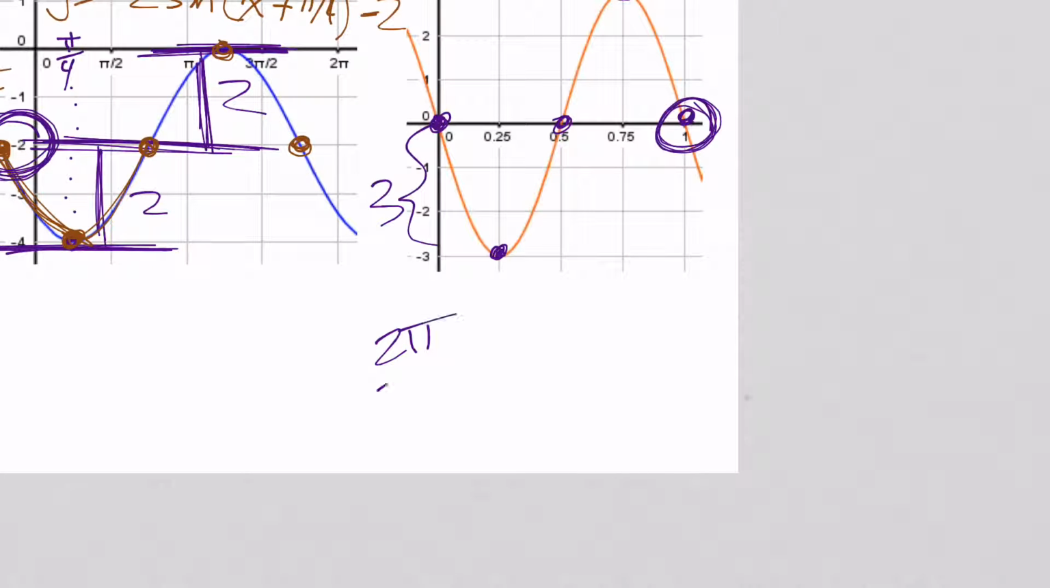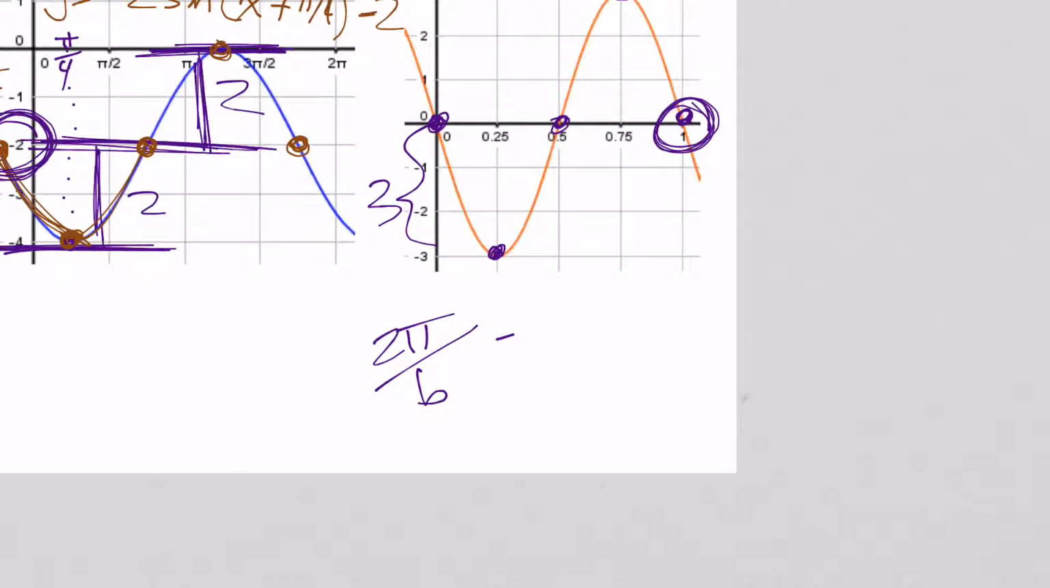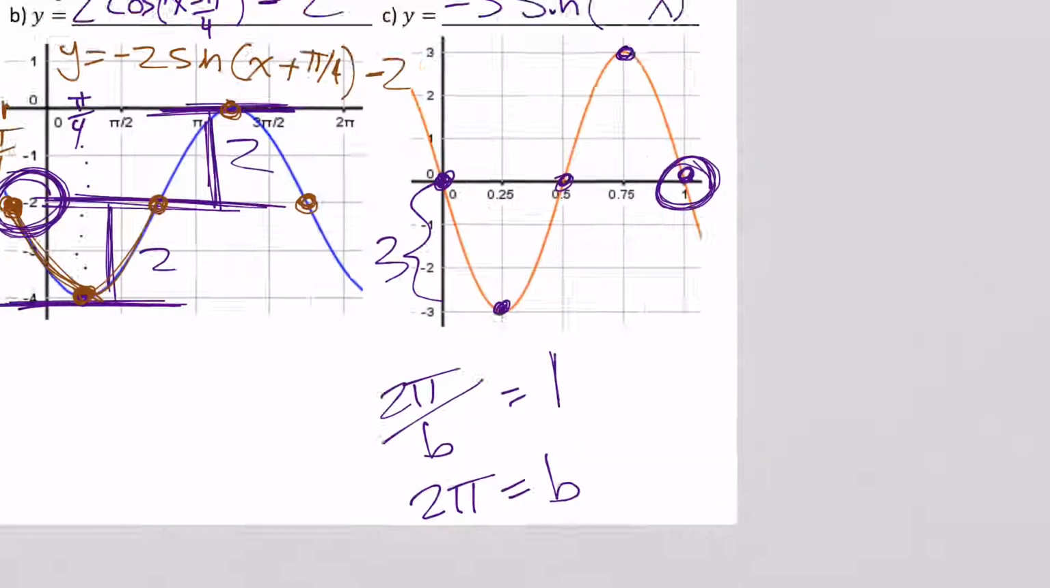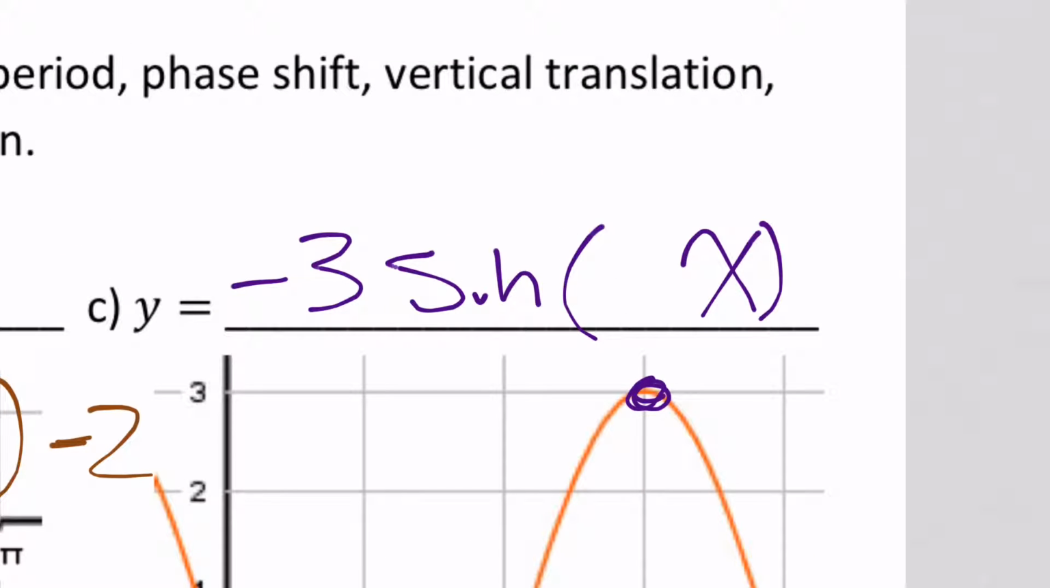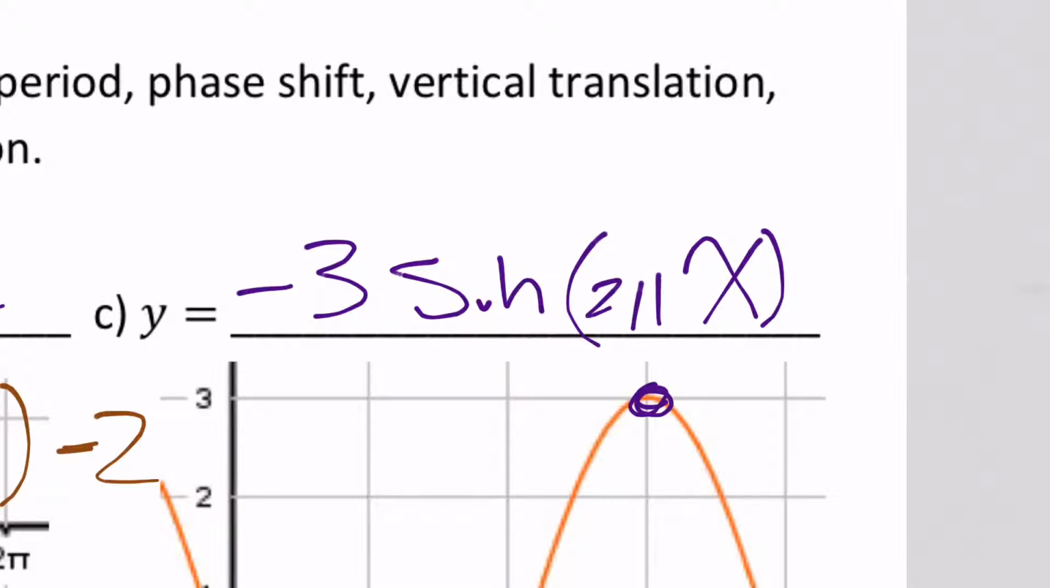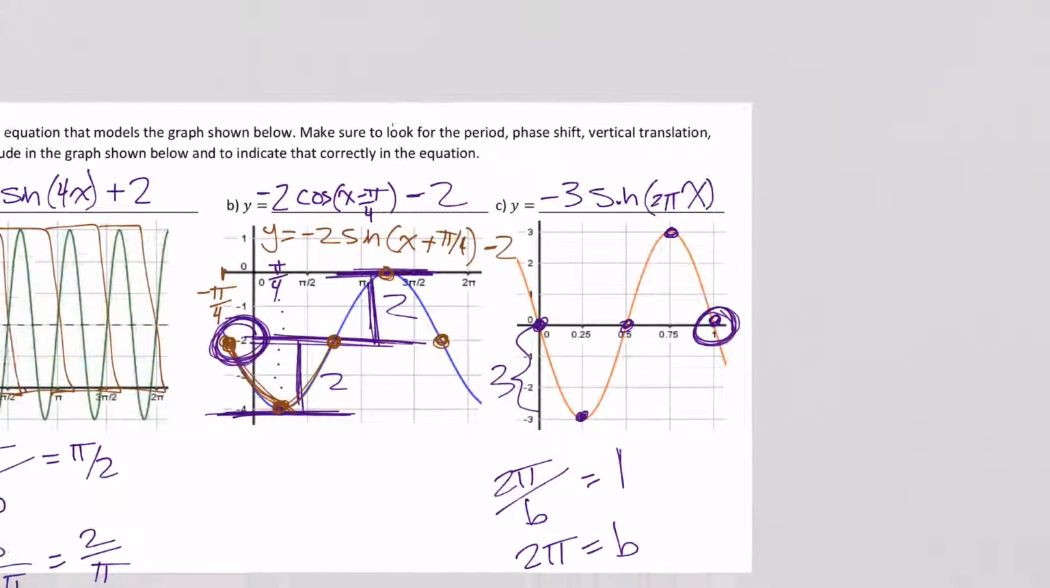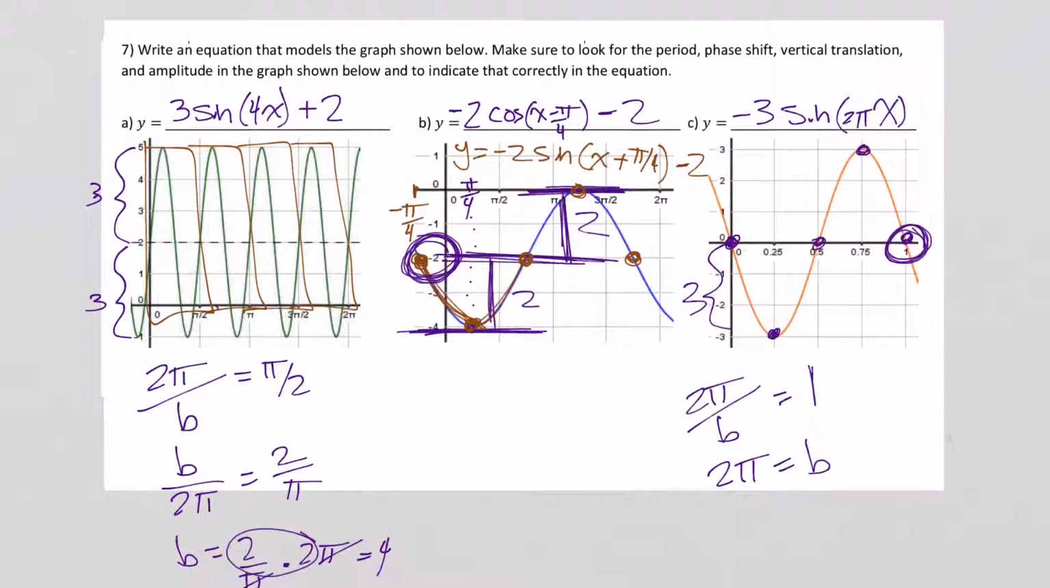I'm going to say 2 pi divided by that coefficient equals 1, and I'm going to solve for that coefficient. So I need to multiply by b, so I get 2 pi equals 1 times b, which is just b. Therefore, that's telling me my coefficient here has to be 2 pi, and voila, we are finished. Hope that made some sense. Come up with a random graph, random equation, try to sketch its graph, check it on a calculator, see what you can do.